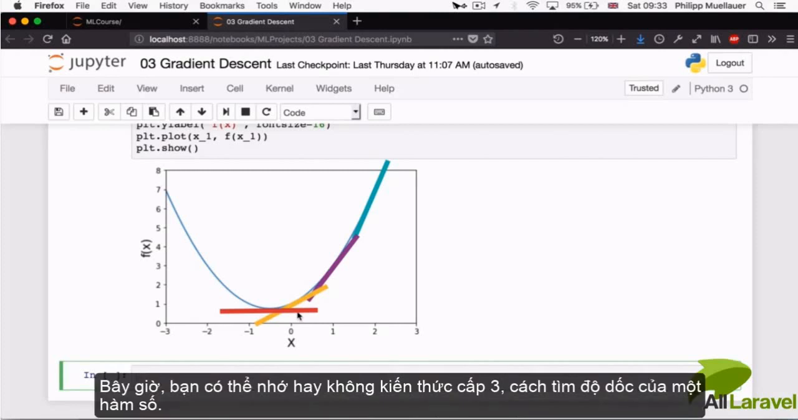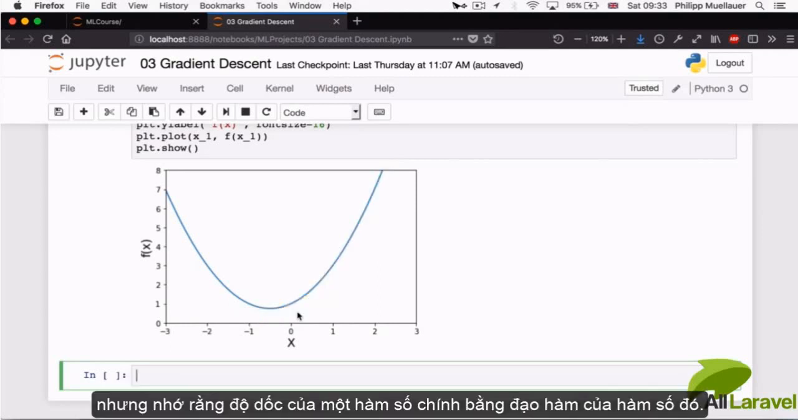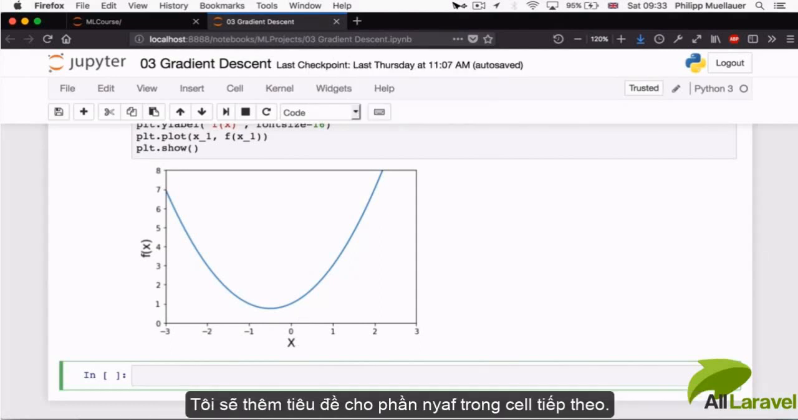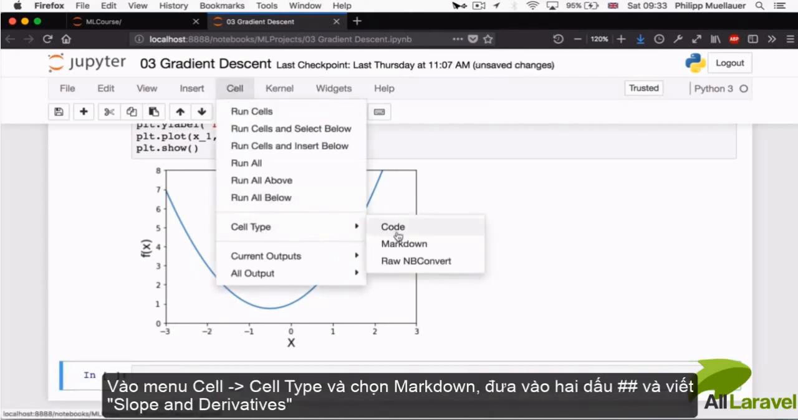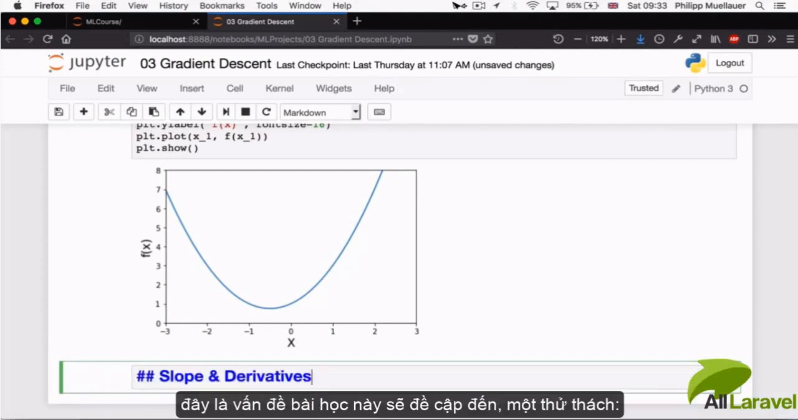Now, you may or may not remember from school how to find the slope of a function. Depends how long it's been, right? But as a reminder, the slope of a function is given by that function's derivative. So let's add this section heading down on the next cell. I'm going to go to cell type, markdown, put 2 hashtags there, and then write slope and derivatives, because this is what this lesson is going to be about.